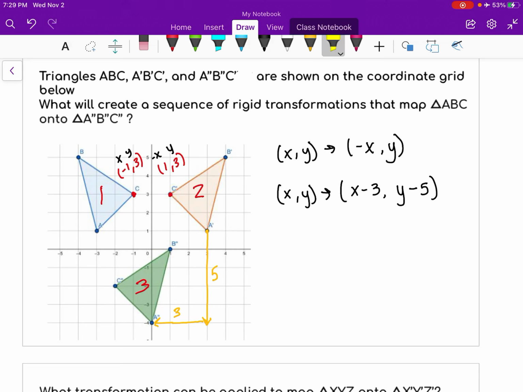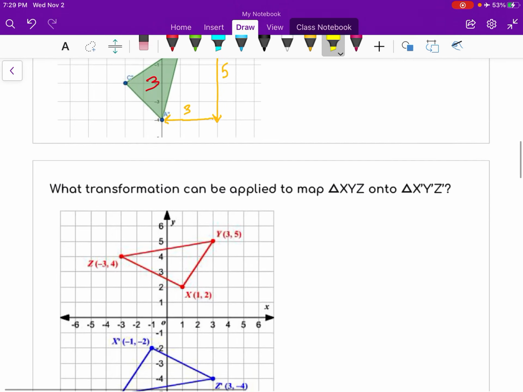And, in fact, these are our two answers. Negative x, y and x minus 3, y minus 5 are the two transformations that will map A, B, C onto A double prime, B double prime, C double prime. Now let's move on to question number 3.